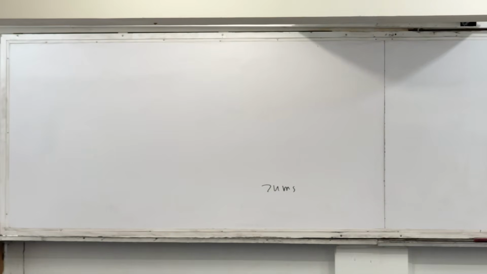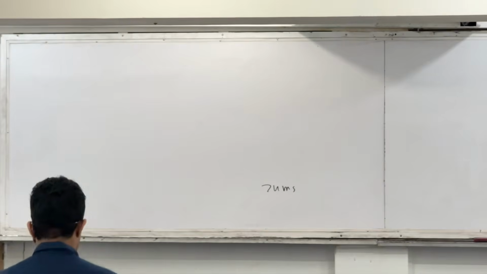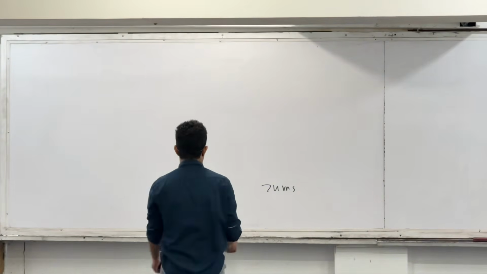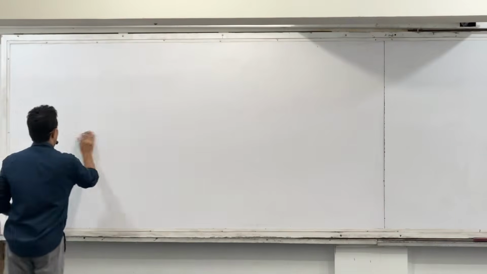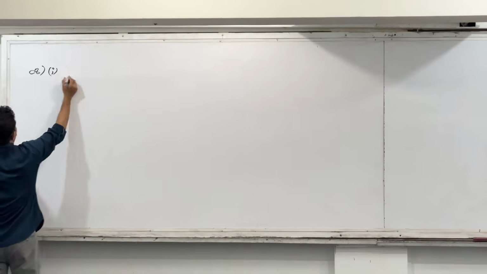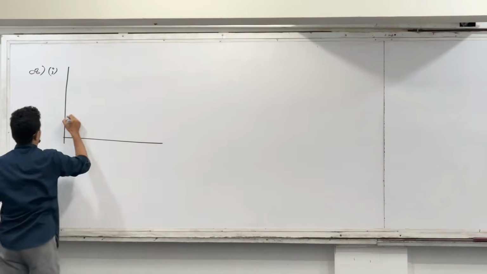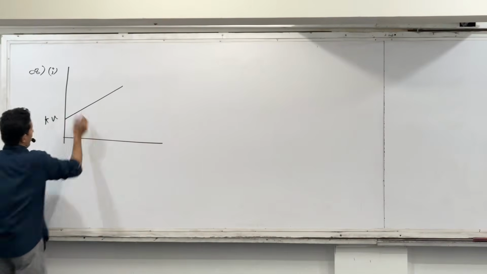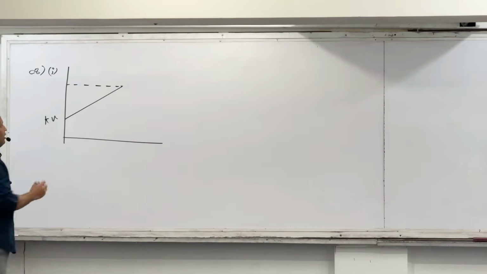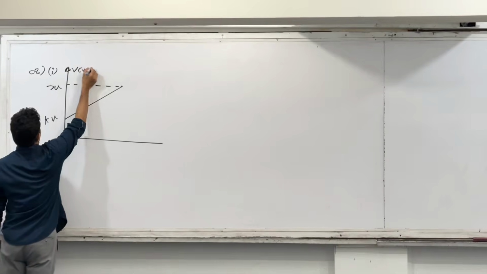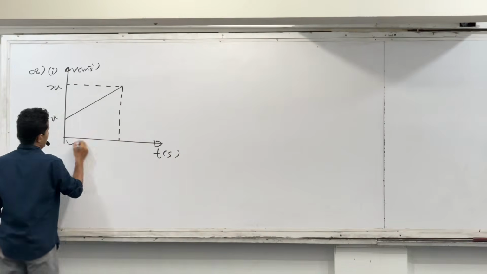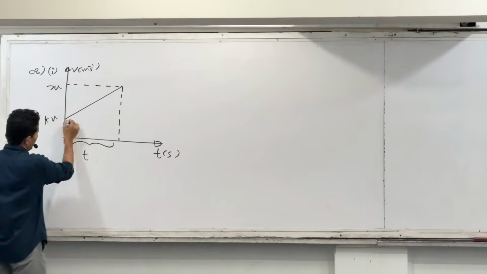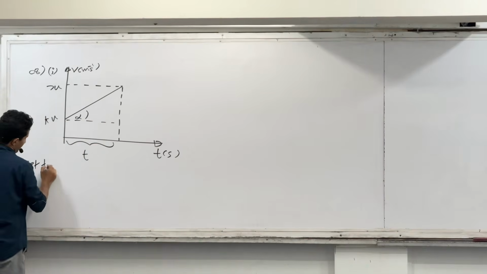This is question number 8, part 1. Here the particle starts from an initial velocity of ku, and when the velocity is 7u, the time taken is t seconds. Let the time taken be simply t.